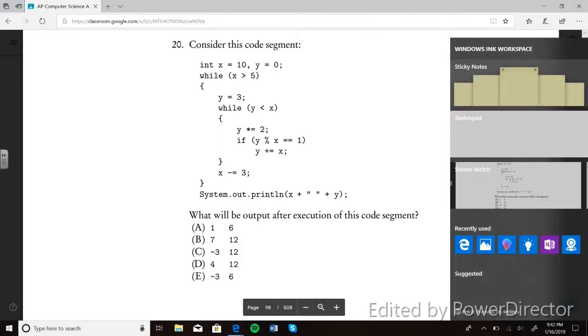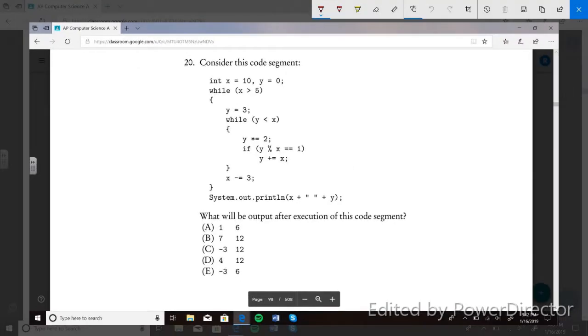For number 20, they give you values for x and y. So x is greater than 5, so y would equal 3. And while x is greater than 5, y is multiplied by 2, so y would actually end up being 6. And y mod x equals 1, but that's not true, so you would not do this one right now. And you would end up on the outside, and you subtract 3 from the x value to give you 7.